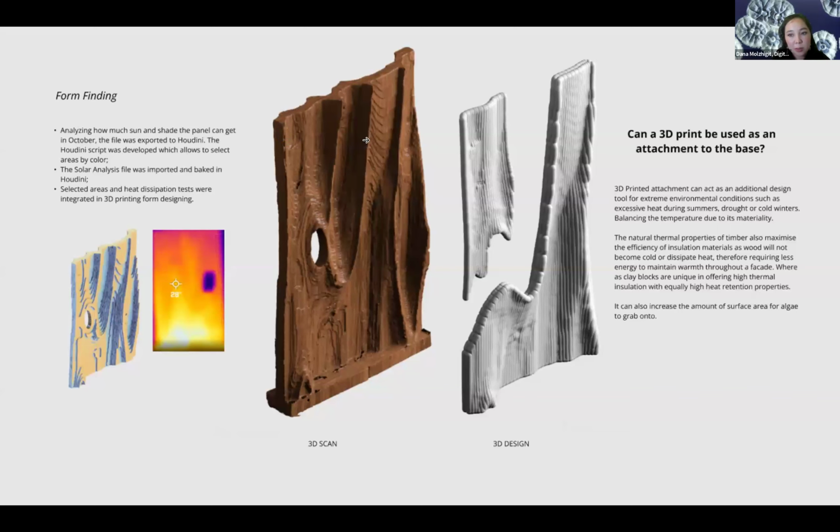surface. The natural thermal properties of timber also maximize the efficiency of insulation materials, as wood will not become cold or dissipate heat quickly, therefore requiring less energy to maintain warmth throughout the facade, which is preferable for our organism. Whereas clay blocks are unique in offering high thermal insulation with equally high heat retention properties. So it can also increase the amount of surface area for algae to grab onto.